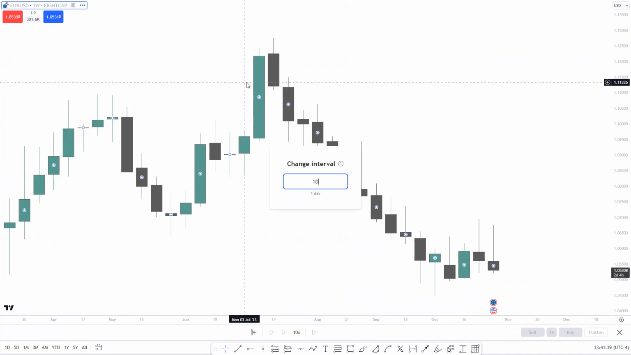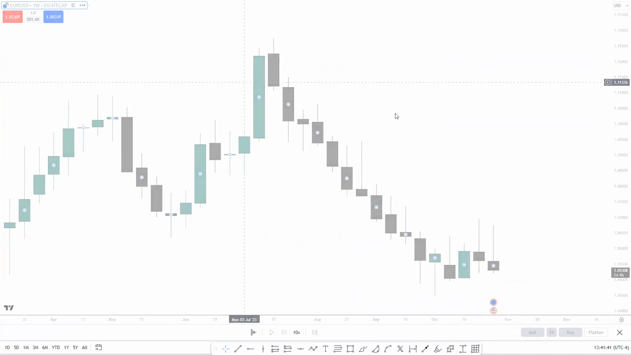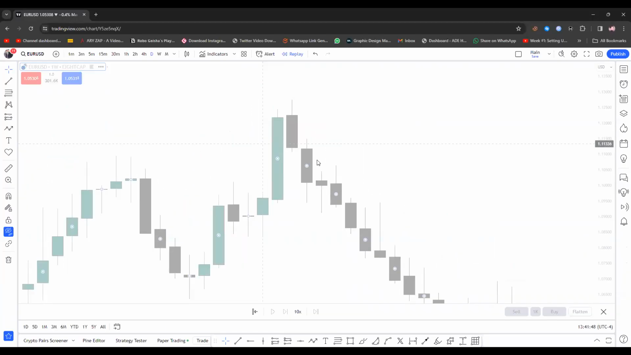Now, if I go into even a daily chart, you will see how bearish this chart actually is, and it's having a bearish order flow.